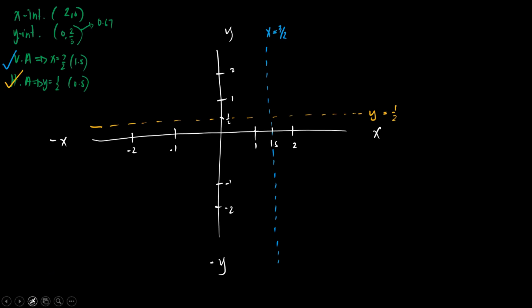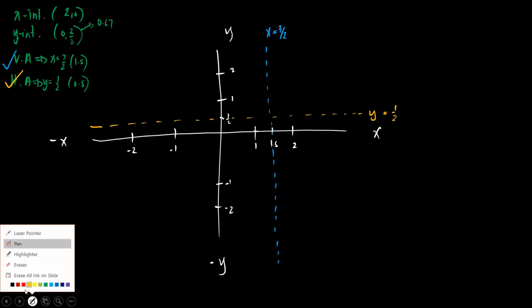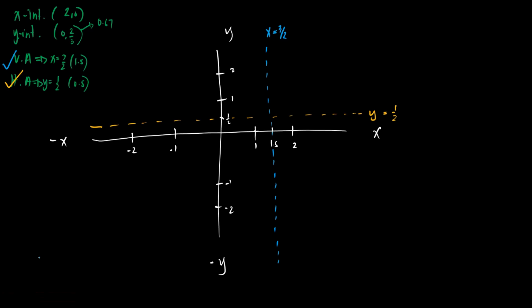Now, let's put the x-intercept and the y-intercept. Okay, so for the x-intercept, we have 2, 0. So, ito yung class. 2, 0. Okay. Palitan ko lang yung color ng pen para makita siya. Ayan, ito. Ayan, si 2, 0.